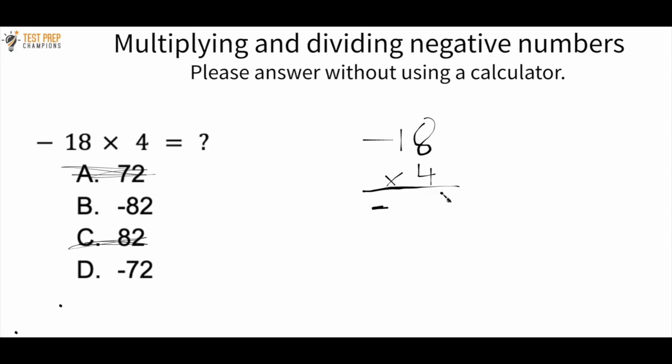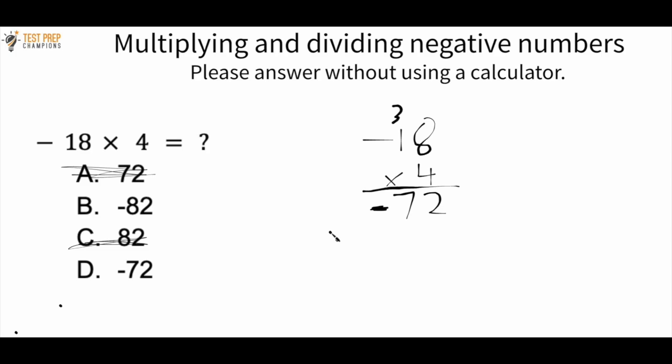So what is 4 times 8? 4 times 8 is 32. So I put the 2 down here, put the 3 up here. Now, what is 4 times 1? 4 times 1 is 4, plus 3 gets me 7. So the answer is negative 72. And remember, I already put this negative sign down here before I even did the math so I wouldn't forget.